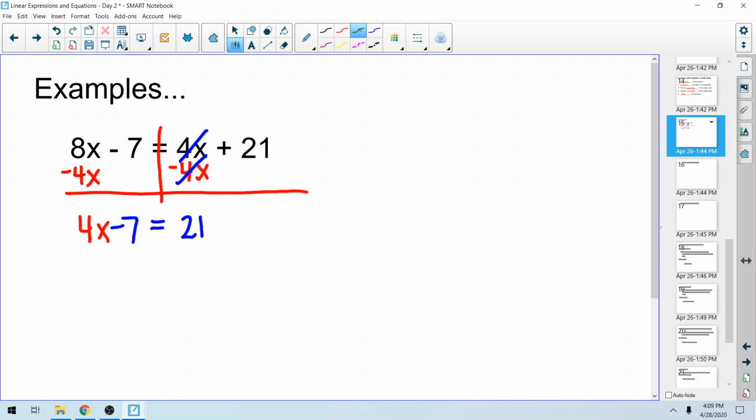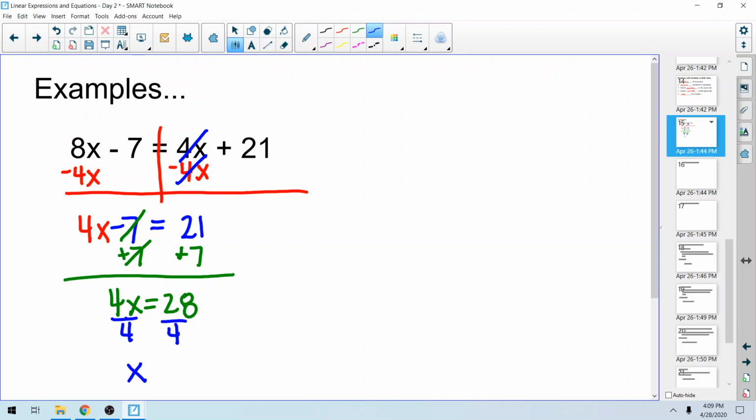So I have a minus 7. So I'm going to add 7. Those are going to cancel. 4x drops down. And 21 plus 7, 28. And then I just have to solve the equation. So 4x, the opposite of 4 times x, is divide by 4. 4's are going to cancel. 1x equals 28 divided by 4. I'm going to plug that in my calculator because I forgot. And x equals 7.